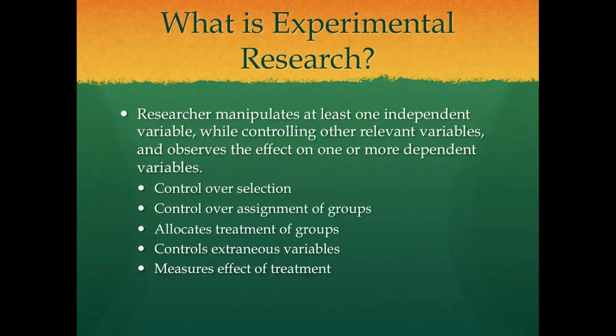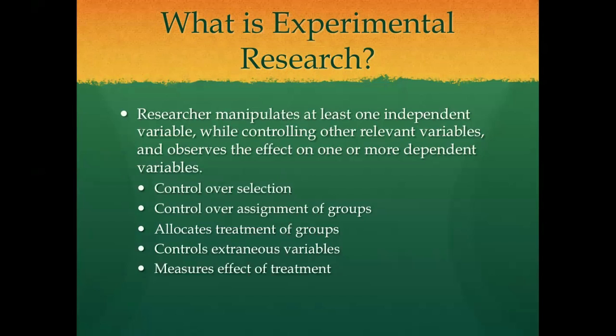So, what is experimental research? Experimental research is when the researcher manipulates at least one independent variable while controlling other relevant variables and observes the effect on one or more dependent variables. Basically, in experimental research, the researcher gets to control everything.